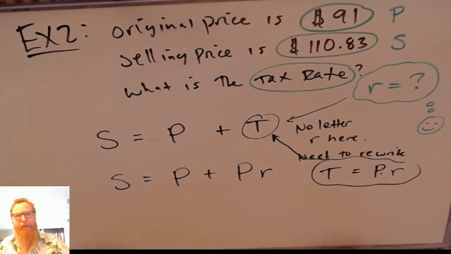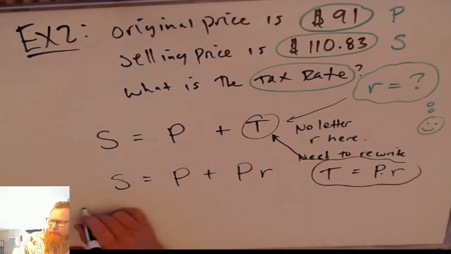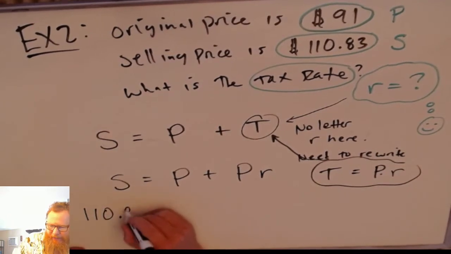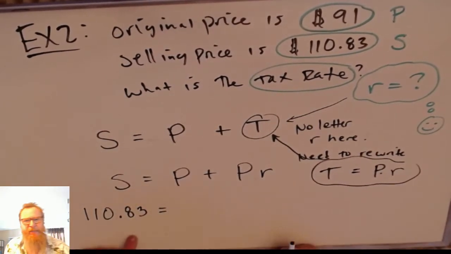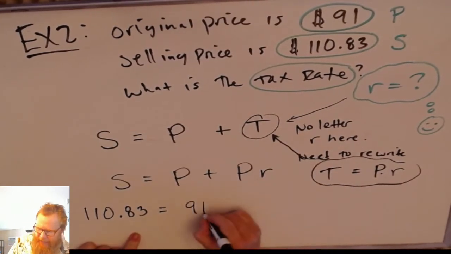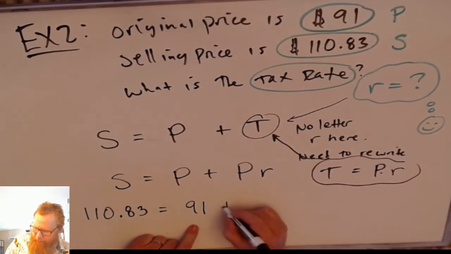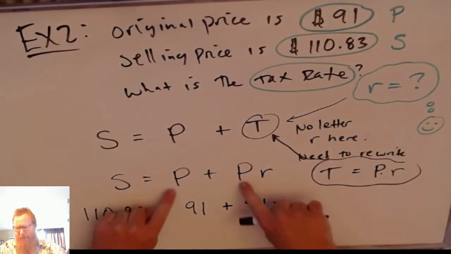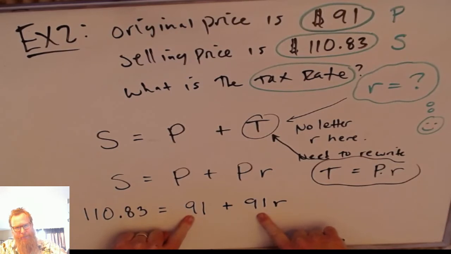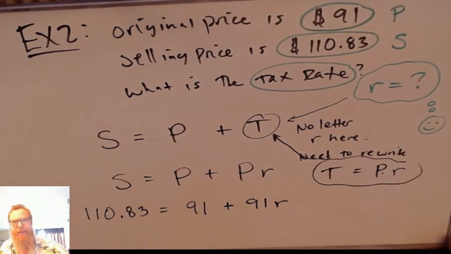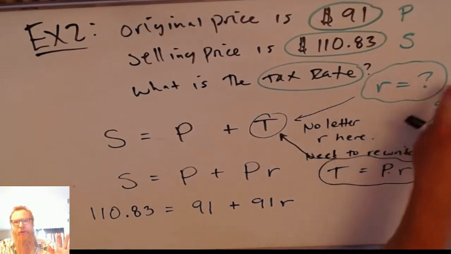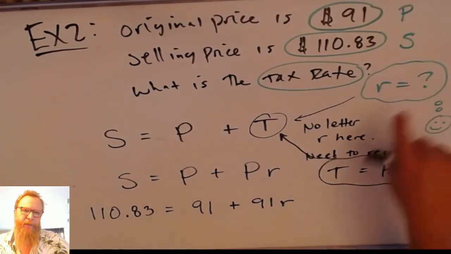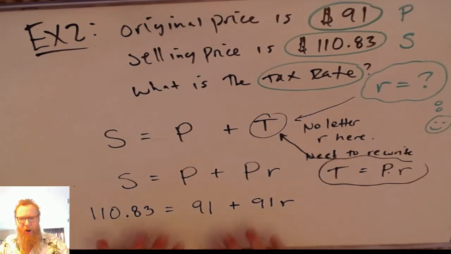All right, so let's plug everybody in. The selling price was $110.83. The original price was $91 plus 91R. So you're going to put 91 twice there. Okay. So now what's our goal? Keep in mind your goal. Your goal is to solve for R. Yeah, that's your goal. So I need to get R by itself.